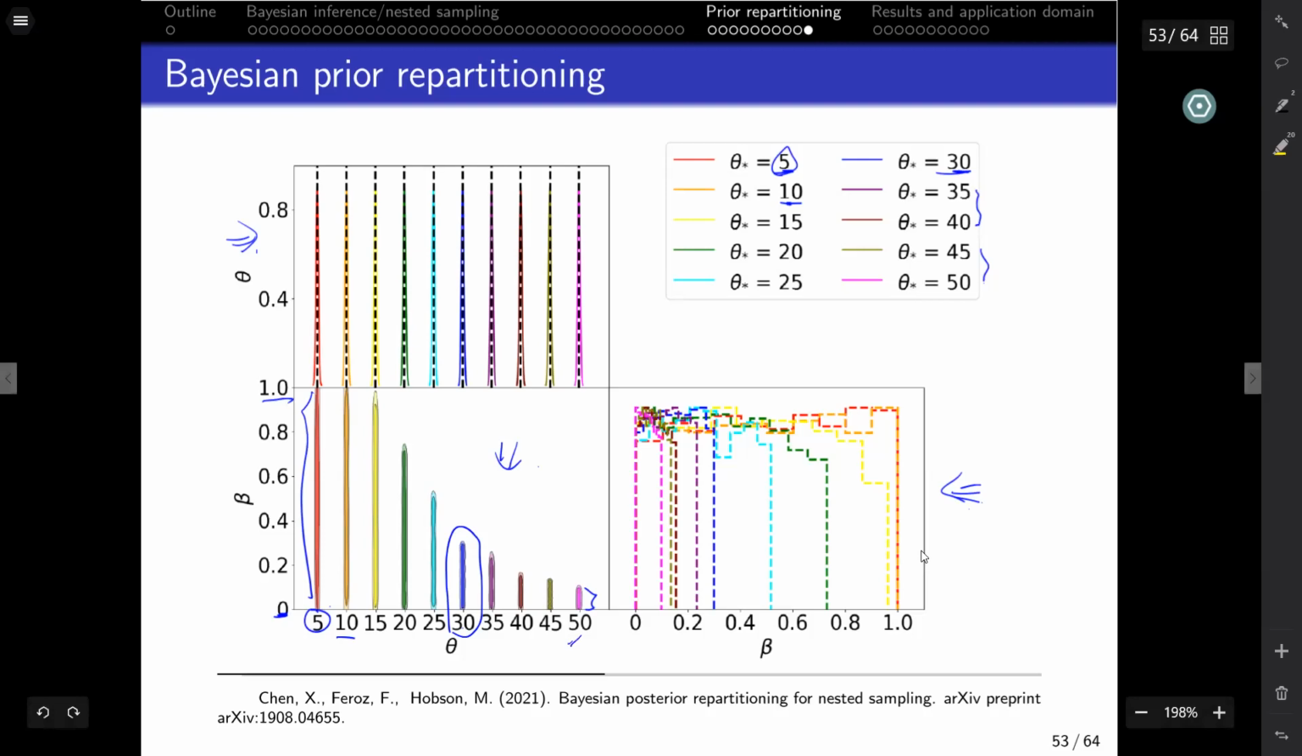And the more extreme the case, the smaller beta we have. Okay.